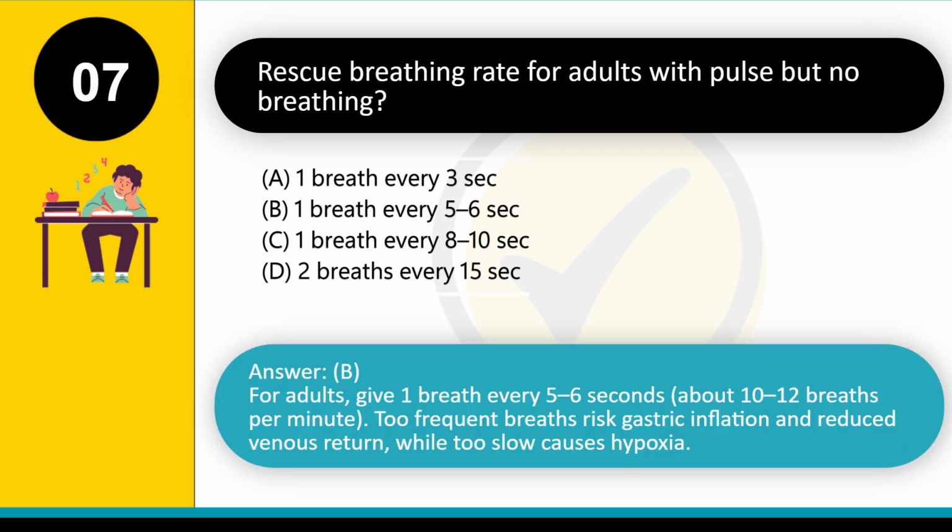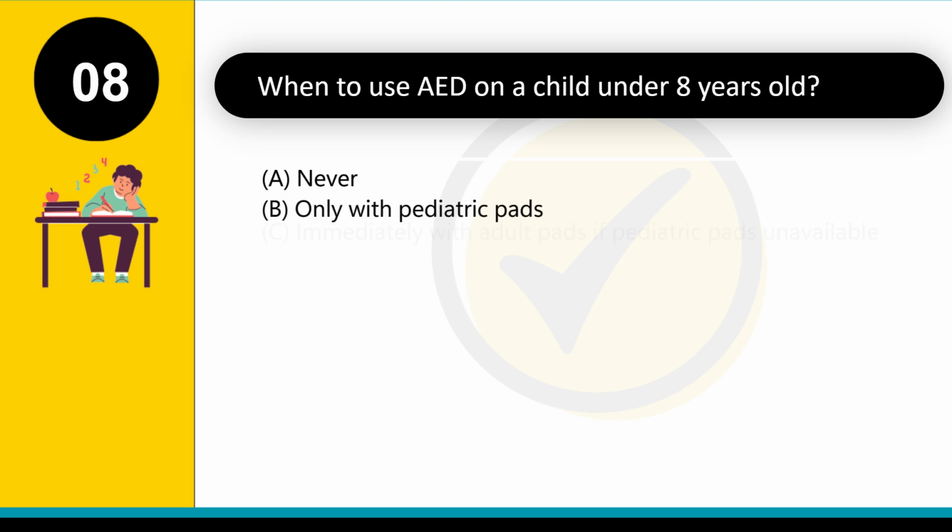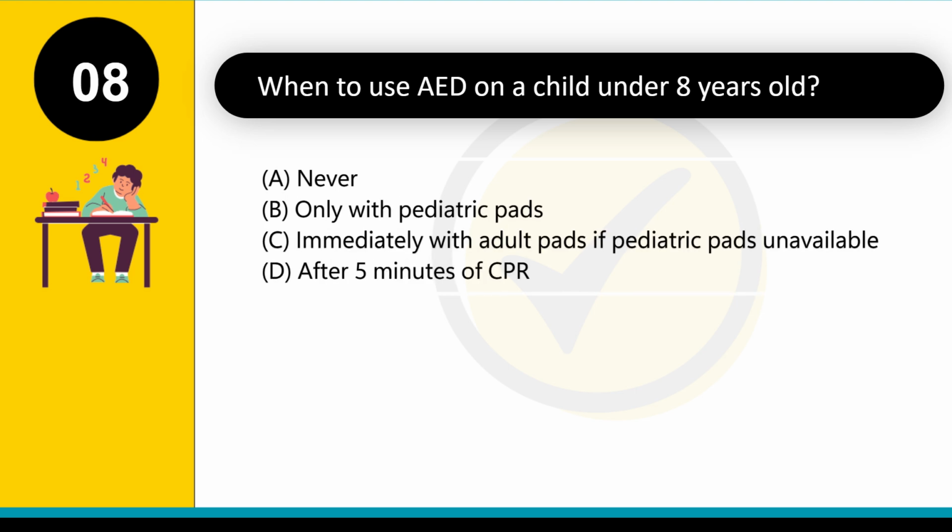Answer, B. For adults, give 1 breath every 5 to 6 seconds, about 10 to 12 breaths per minute. Too frequent breaths risk gastric inflation and reduced venous return, while too slow causes hypoxia. When to use AED on a child under 8 years old? A. Never. B. Only with pediatric pads. C. Immediately with adult pads if pediatric pads unavailable. D. After 5 minutes of CPR.